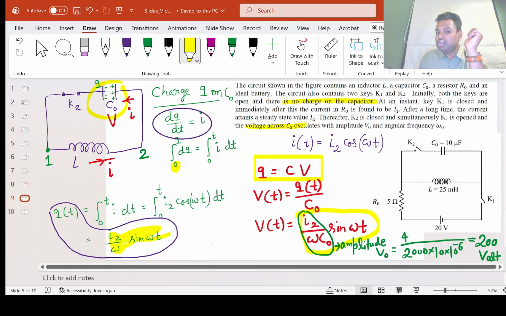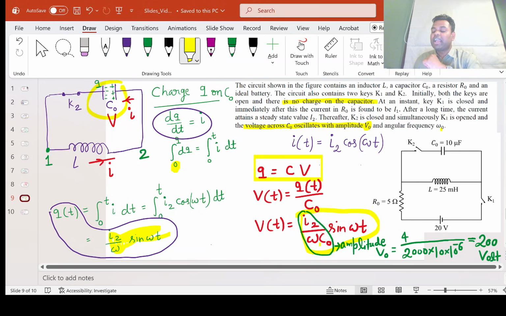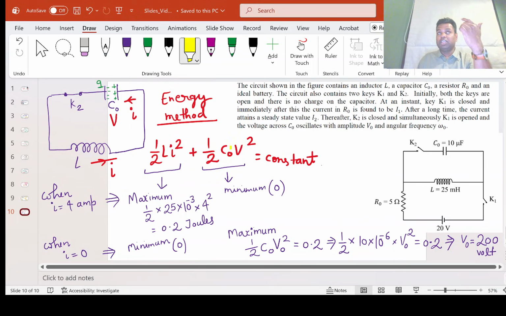And that's what it says. Voltage across C naught oscillates with amplitude V naught and angular frequency omega naught. Omega is the same for the current fluctuation, for the charge fluctuation, and for the voltage fluctuation, and we found omega already, 2000 radians per second or 2 kiloradian per second. So now here I2 by omega C naught, and you plug the values. I2 is the maximum current, 4 ampere, omega is 2000 radian per second, C naught is 10 micro, so you will get 200 volt. So that is the fundamental way of thinking, like you can use the current to get the charge, to get the voltage.